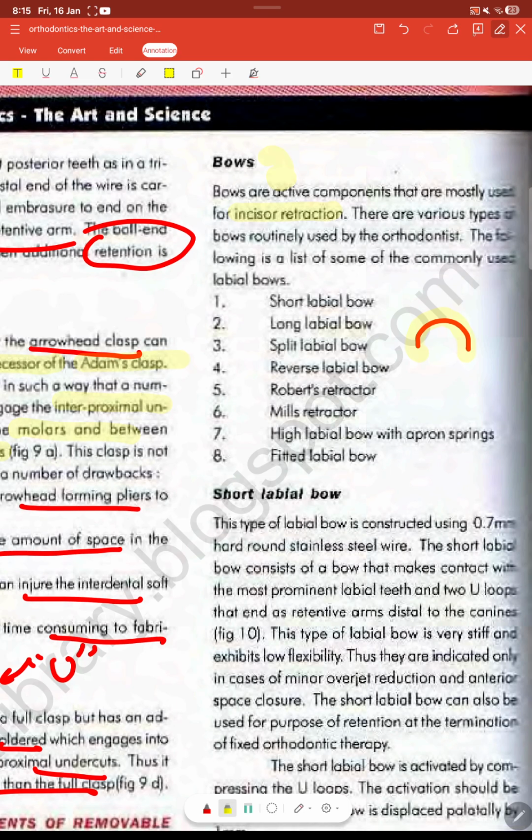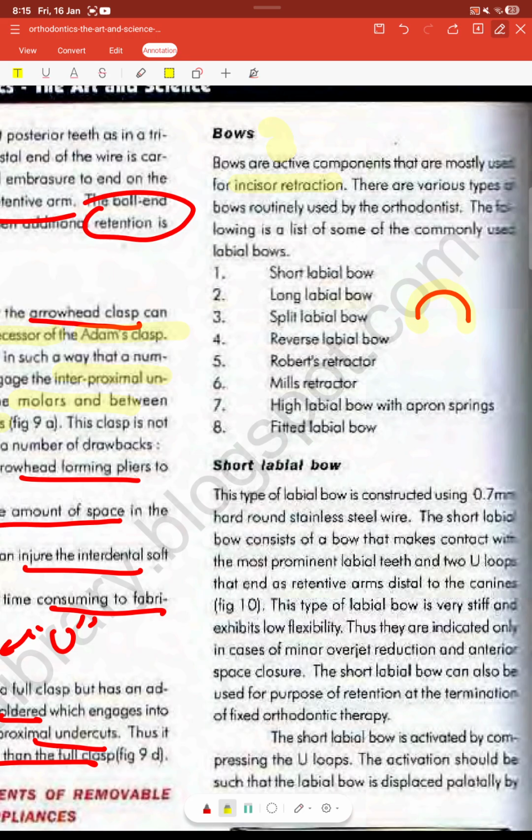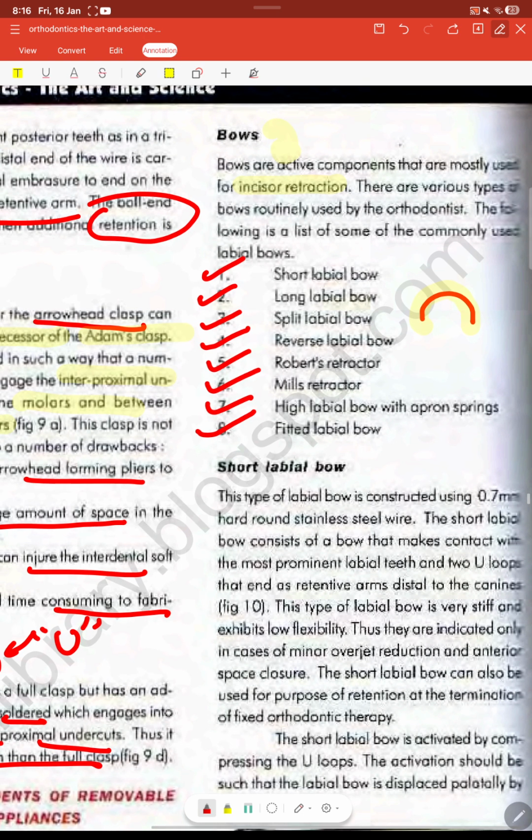There are various types of bows routinely used by orthodontists. The following is a list of commonly used labial bows. Usually you get asked how many types of labial bows there are. First is the short labial bow, second is the long labial bow, third is the split labial bow, fourth is the reverse labial bow, Roberts retractors, Mills retractors, high labial bow with apron springs, and fitted labial retractor or fitted labial bow.